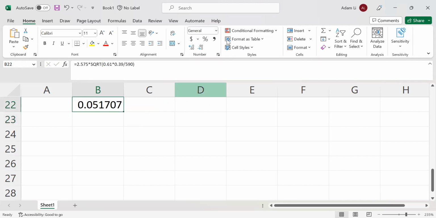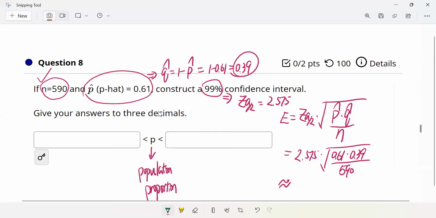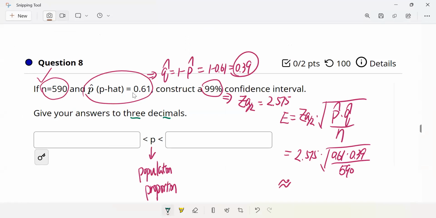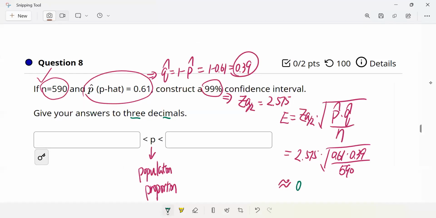Let me see how many decimals they want. 3 decimal places. So you're going to round it to 3 decimal places. So that will be 0.052. That's 3 decimal places. So here the margin of error is 0.052.